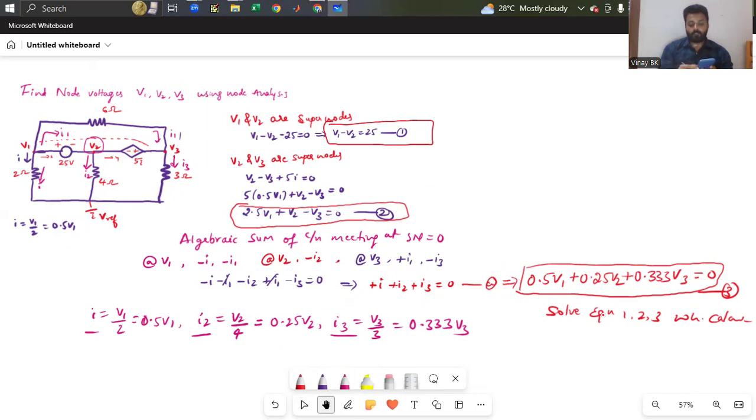If we solve these equations, we'll get the value of V1 as 7.608 volts, V2 is minus 17.391 volts, and V3 is 1.6314 volts. These are the solutions.